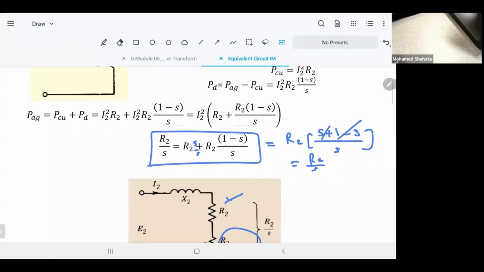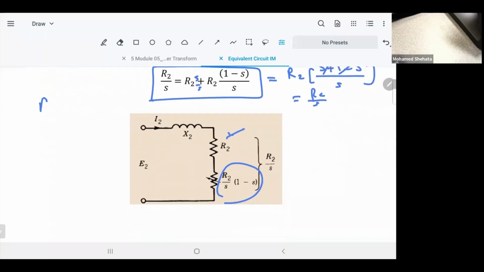R2 over S is related to air gap power. The copper loss, R2 only. The mechanical power, or developed mechanical power, will be R2 over S times (1 minus S). So these are them, and you know which resistance affects which power.